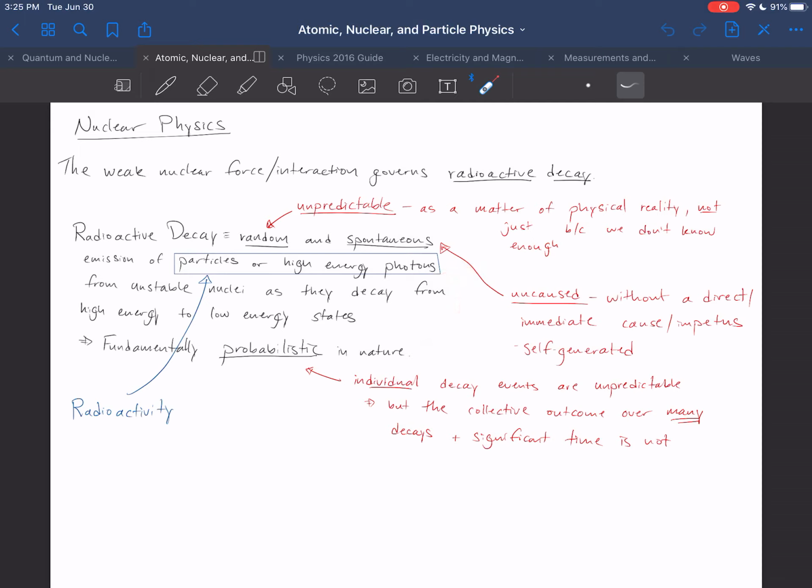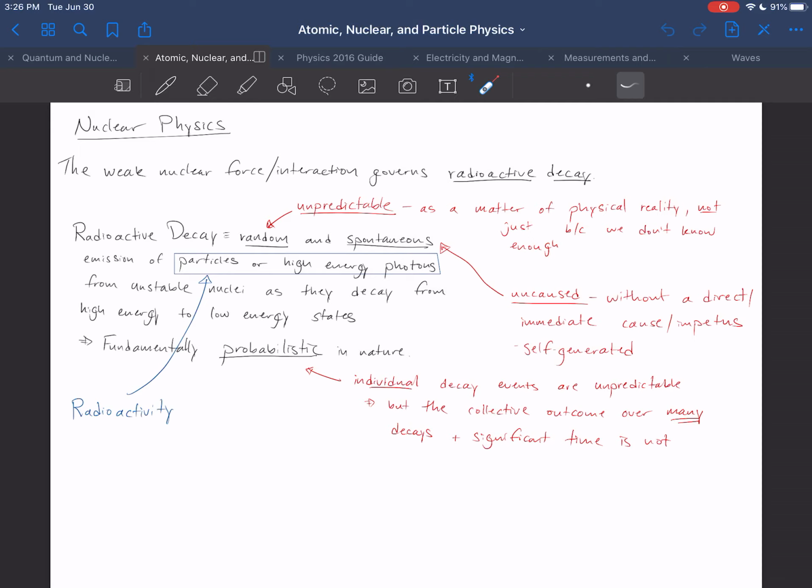The weirdest part is that fundamentally, they are unpredictable and uncaused. Random and spontaneous. Random here just means unpredictable. A particular decay, that is when this particular particle will decay, cannot be predicted. And that is a matter of physical reality, not just because we don't know enough about what's going on. There are a number of experiments that help show this, but take it for granted at this point that what is happening is not a matter of ignorance.